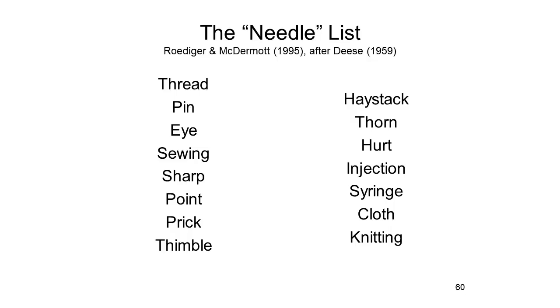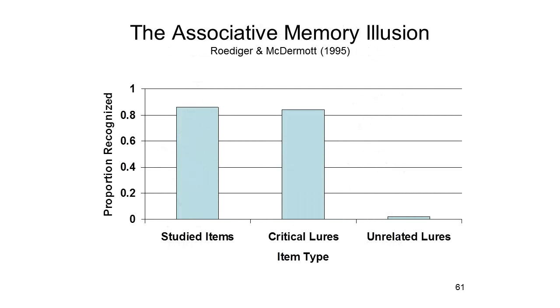And under some circumstances, false memory for the critical target, needle, can be as strong as true memory for actual list items like thread and sewing and knitting. This phenomenon is known as the associative memory illusion, and it can be very strong.